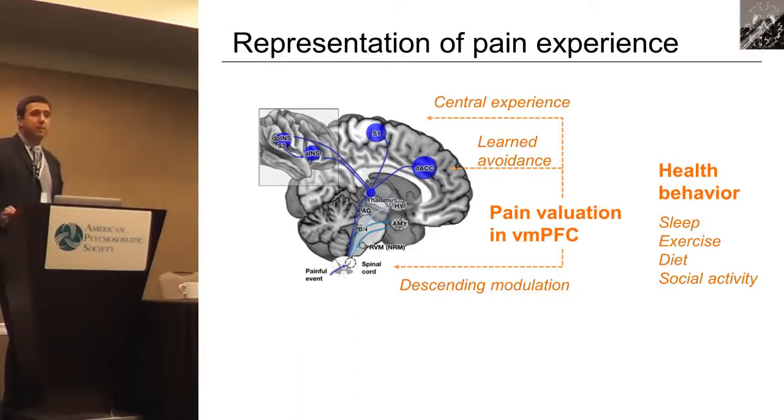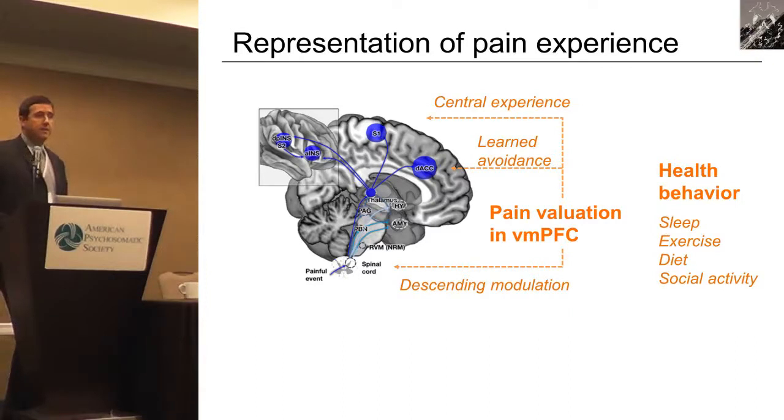The first one is descending modulation, which I'm not going to say too much more about. I hope somebody else will talk in more detail about it, just for time reasons. But there are multiple descending pathways that influence the spinal cord that mediate multiple types of behavioral effects on pain. So you can get behavioral analgesia based on what you do, your social context, what you eat, and whether you're pursuing food in particular. And this is very related to Howard Fields' motivation decision model of pain.